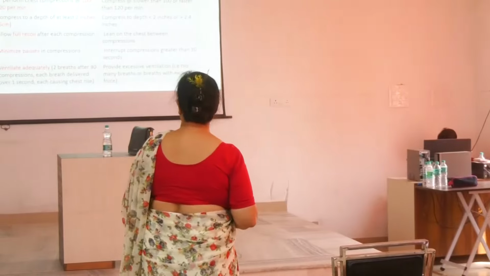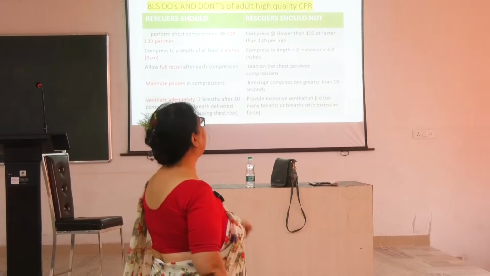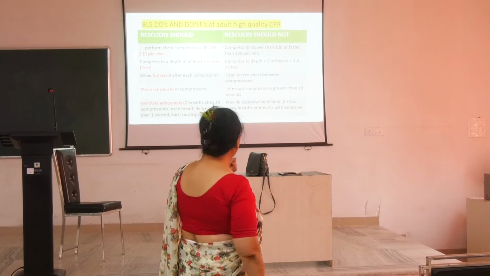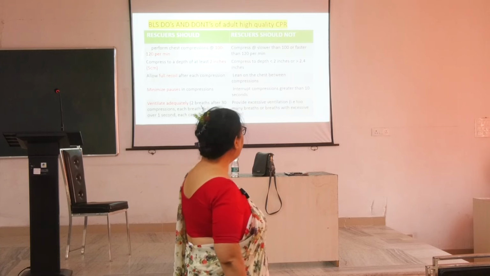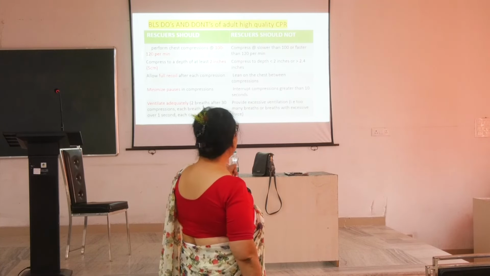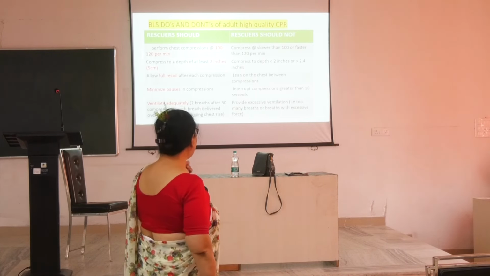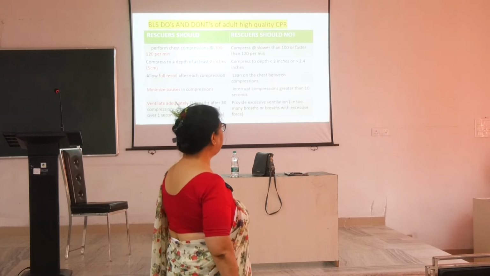Next. Now, what are the do's and what are the don'ts of adult high quality CPR? I have already told you: perform chest compression at least 100 to 120 per minute. Compress to a depth of at least 5 centimeter or 2 inches. Allow full chest recoil. Minimize pauses in compression and ventilate adequately, 2 breaths after 30 compressions. Each breath is delivered over 1 second and each causes chest rise.